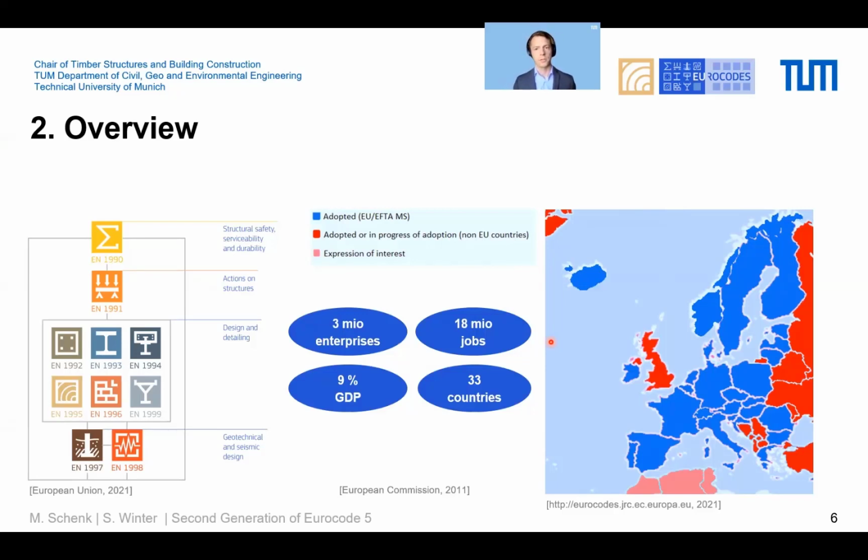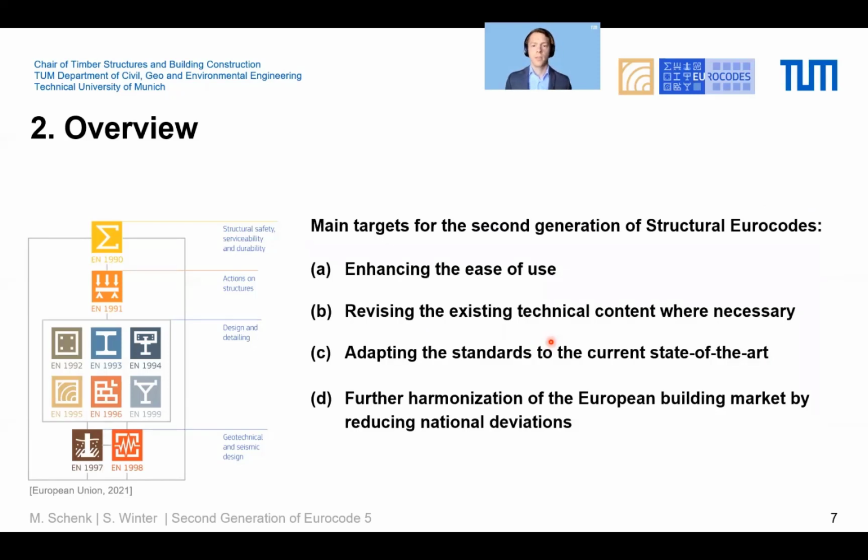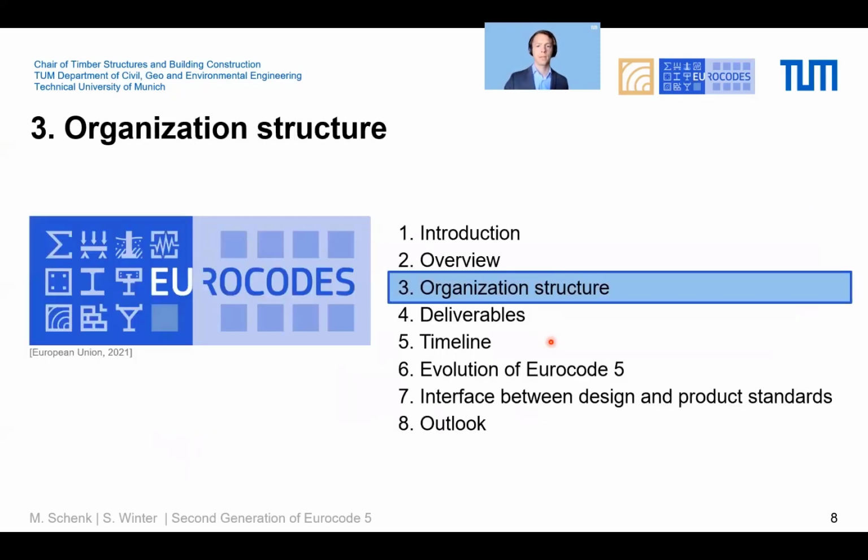We see the Eurocodes have a major influence on the life of people, and applicability over time has to be ensured. Therefore, the European Commission issued the specific mandate M515 to CEN in 2012 towards the second generation of structural Eurocodes. This new generation will focus further on the user's needs. Now let's see how this work is organized.